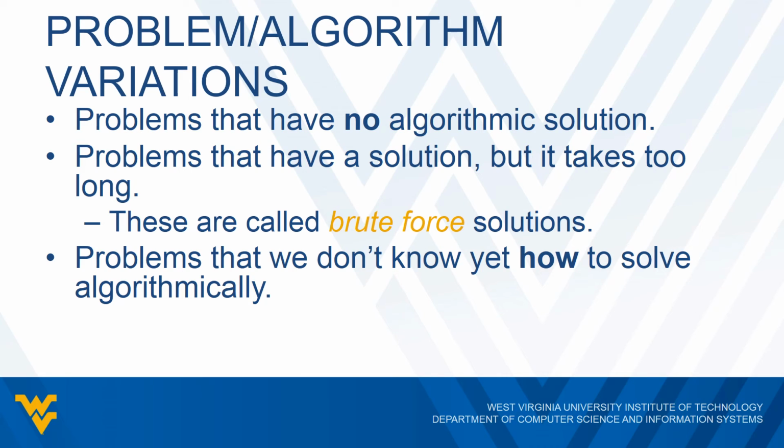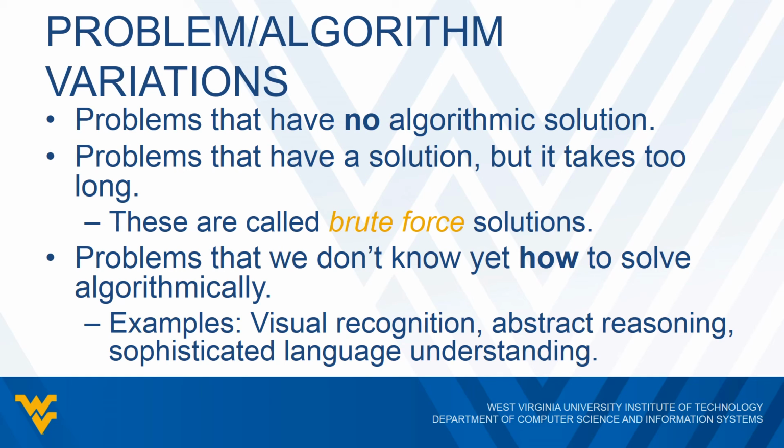Now there are some problems where we don't know yet how to solve that particular problem. There may be a solution, but we don't know if there is an algorithmic solution for a problem. So just to give you a couple of examples, visual recognition is something that people are working on right now. Abstract reasoning, sophisticated language understanding. I mean, these are different types of problems where there could be a solution, but we just don't know just yet. And that's kind of what makes computer science interesting, is that we can take a look at these problems and maybe down the road there will be a solution for these problems.